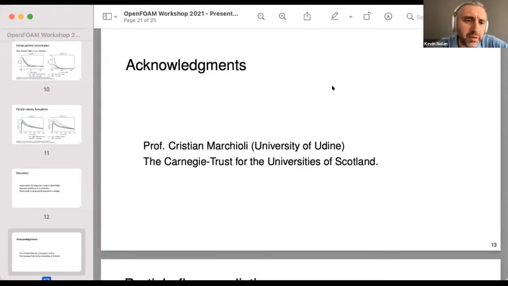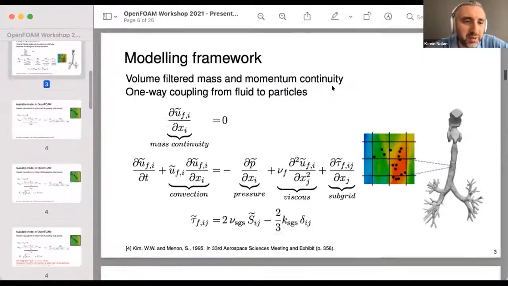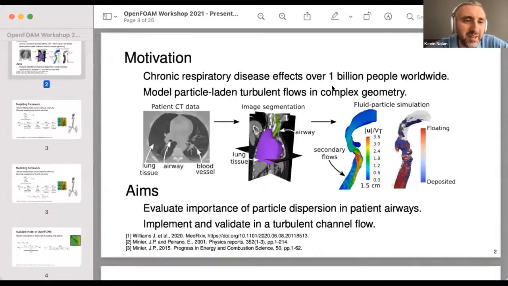Obviously, the application you began the presentation with was a respiratory illness. And the reason we're remote at the moment is because of a supposedly airborne virus, right? Do you have any applications for this work in relation to COVID?